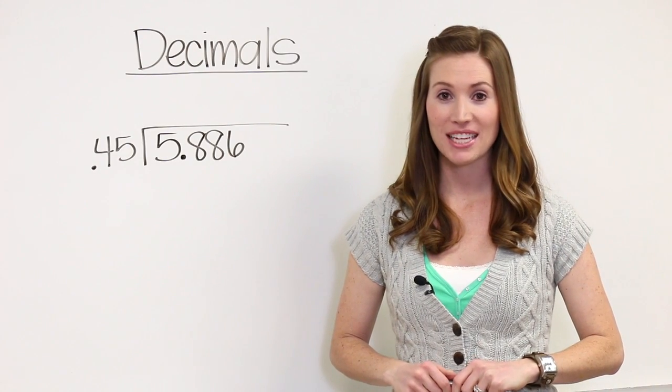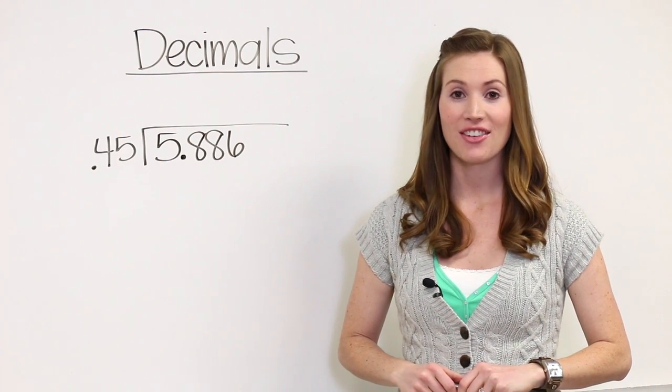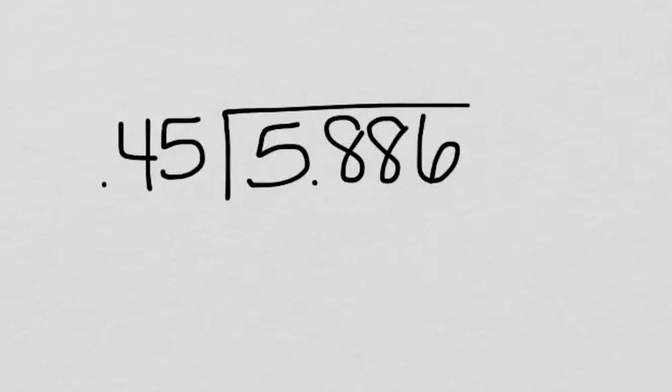Let's do another problem together. Read the problem to yourself as I read it aloud. 5 and 886 thousandths divided by 45 hundredths.